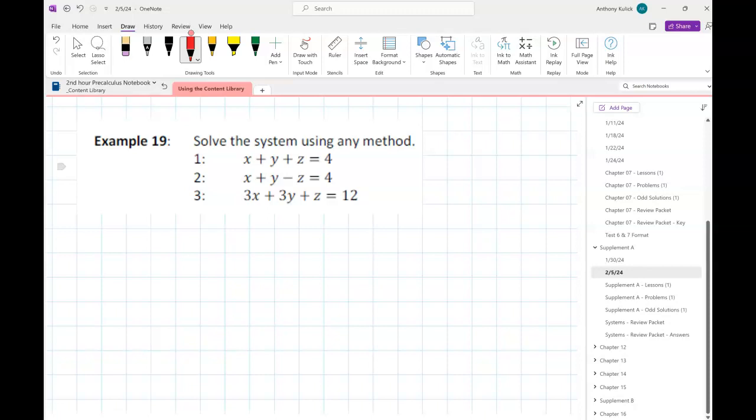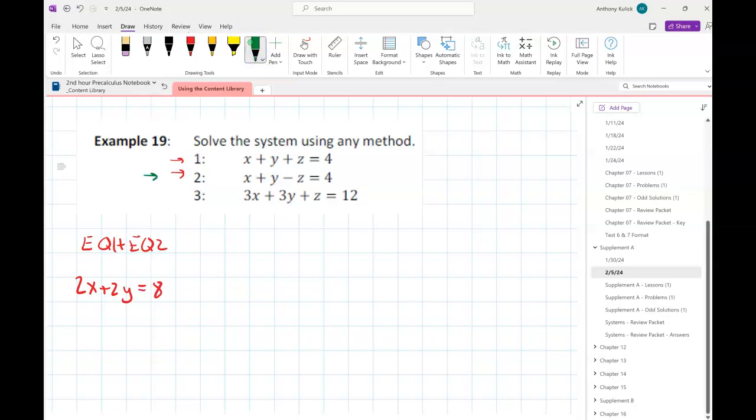I like z's too. You know why? I don't have to do a multiple of any equation, right? So to eliminate z's, I can use equations 1 and 2, right? And I can just add them together the way they are. Everybody agree? So it gives me 2x plus 2y equals 8.